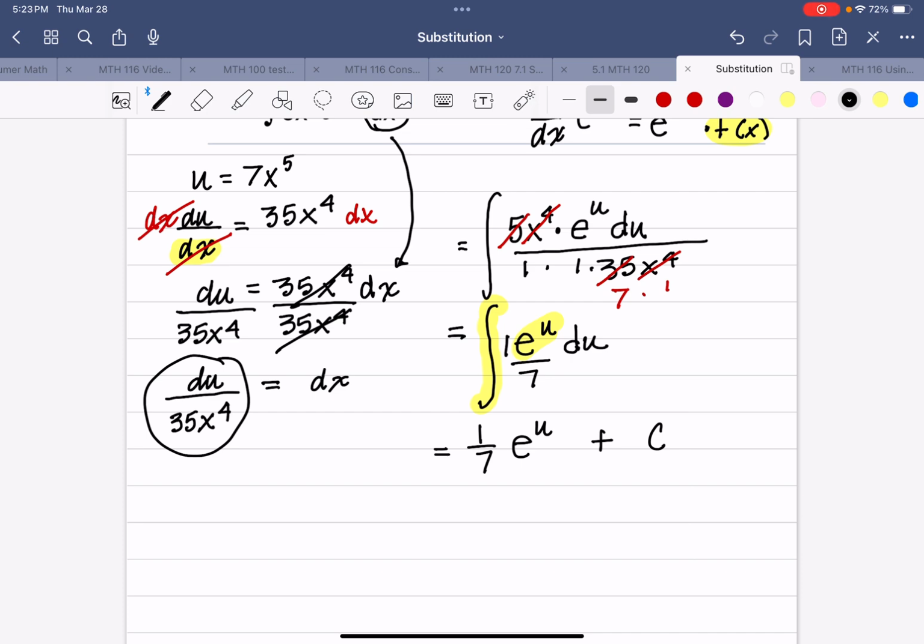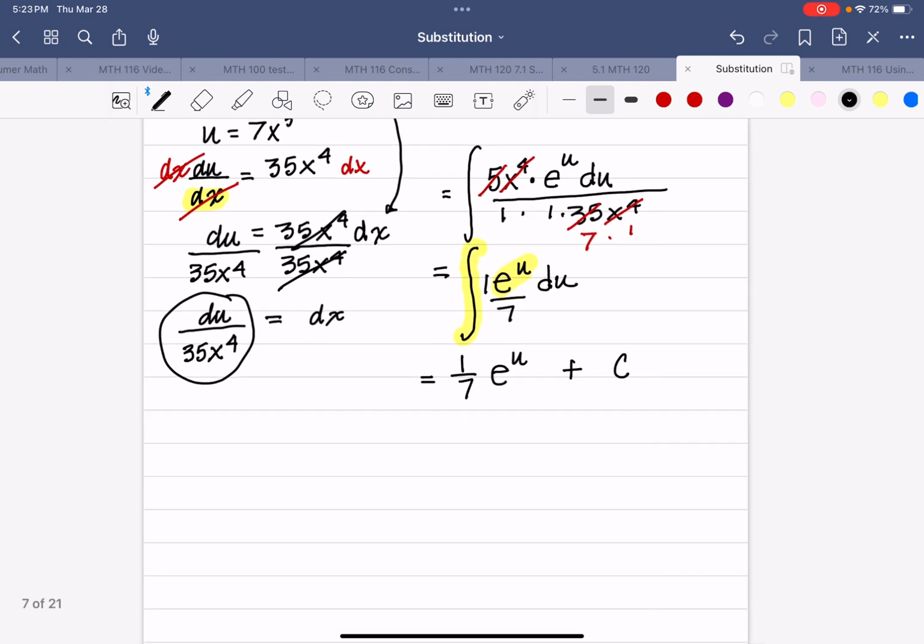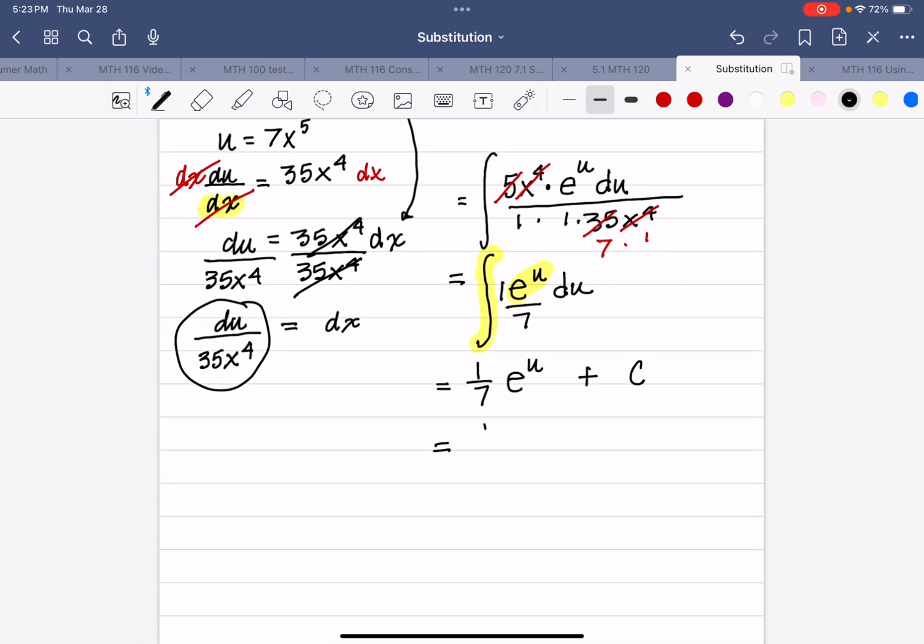Well, the last thing is, remember, we were trying to take an integral with respect to x, so we have to have this in terms of x. So that's going to be 1/7 e to the 7x to the 5th plus c. Now, you can always take the derivative of this to make sure you got it right. It's not required. It's good every now and then to just give it a chance.